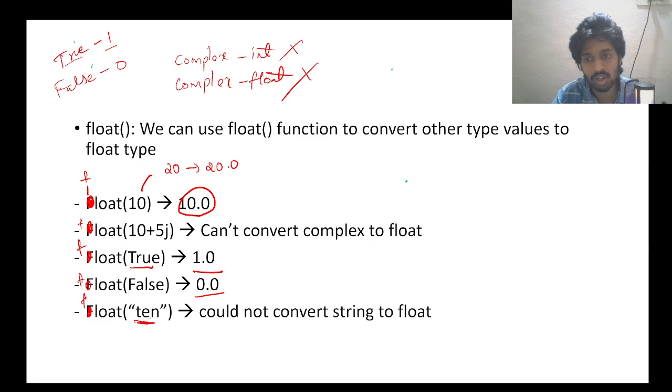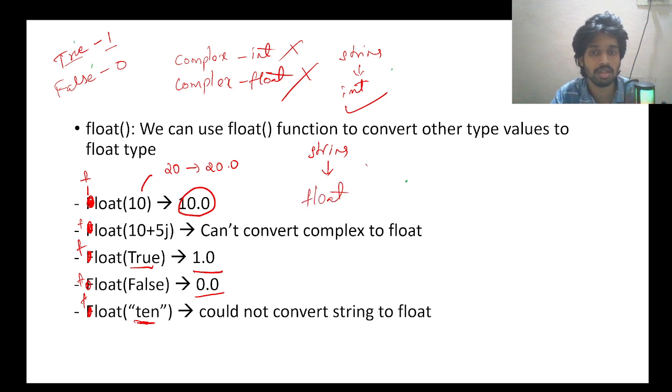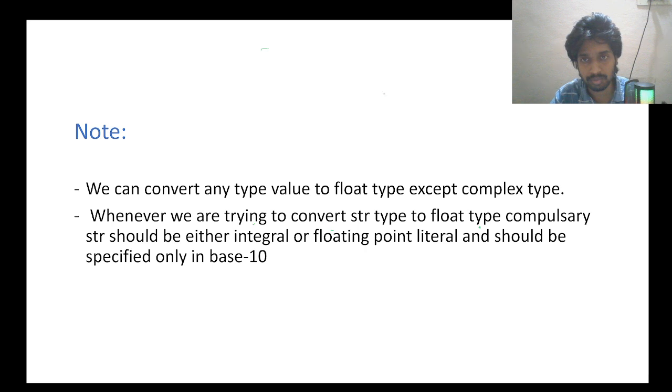And we can't convert string type into the float type. We can convert string to integer. String to integer is possible, but what's the condition? The string value should be in the integer format. But string to float is not possible. These are the two conditions. We can convert any type value to float type except complex type, which we already saw.